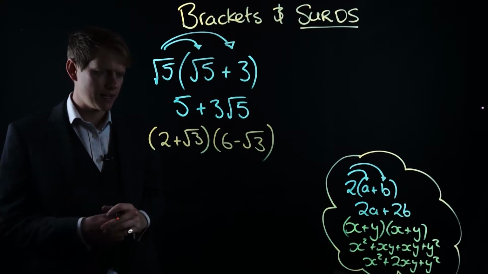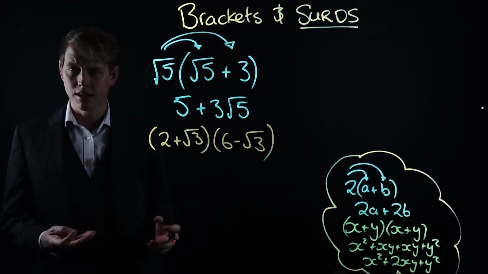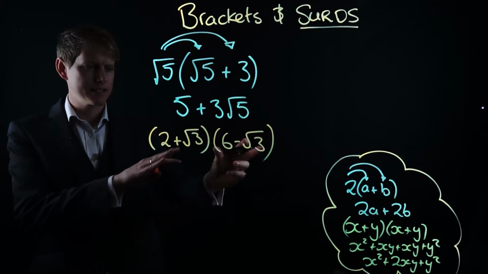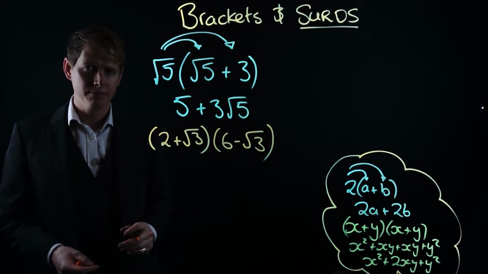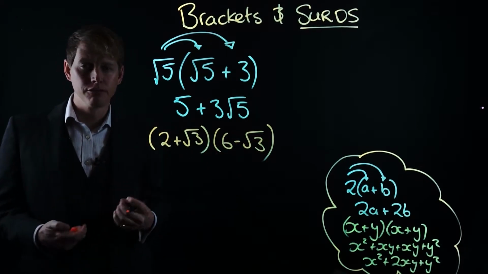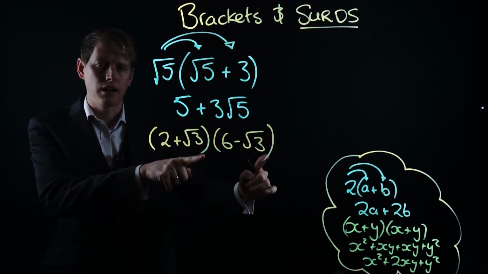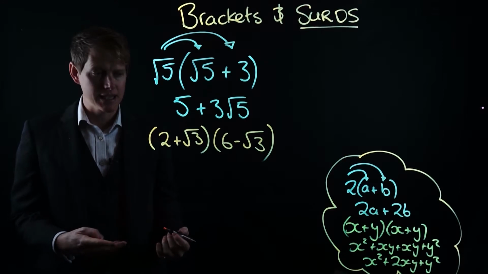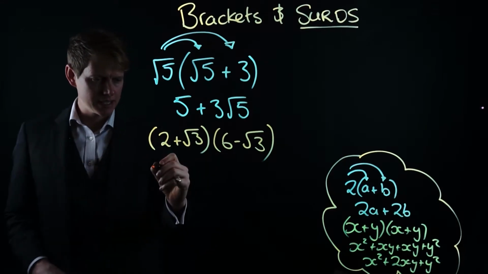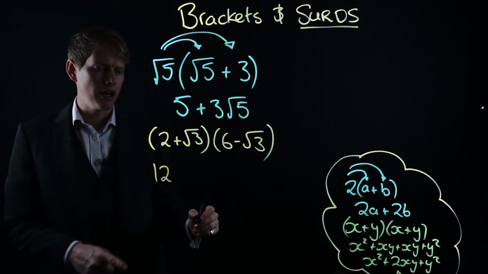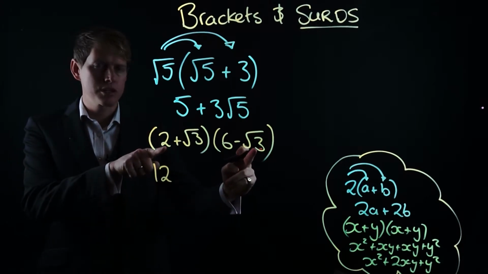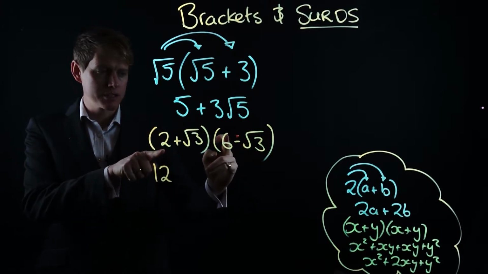Here's another example, a slightly harder example. This is double brackets which we need to expand. Now, I use the acronym FOIL to help me. I multiply my firsts, my outsides, my insides, and my lasts together. We're going to do exactly the same thing. So 2 times 6 is 12. My outsides, 2 times negative root 3, a positive times a negative.